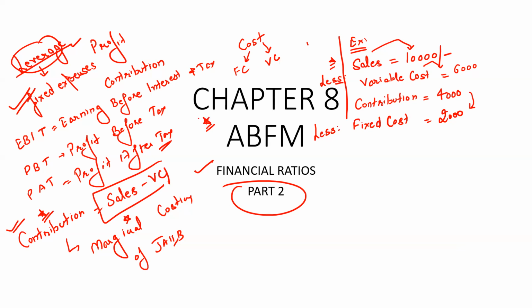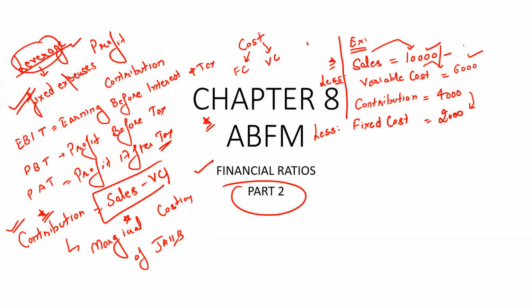So out of the total sale, it is 10,000. The variable cost, that is spending on the material and all other things, is rupees 6,000. So what is the contribution? That is 4,000, 10,000 minus 6,000. That is the contribution here.